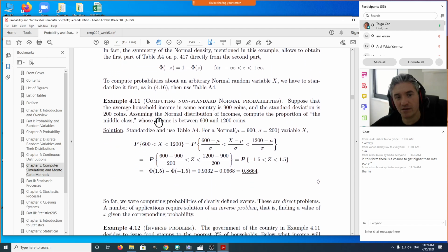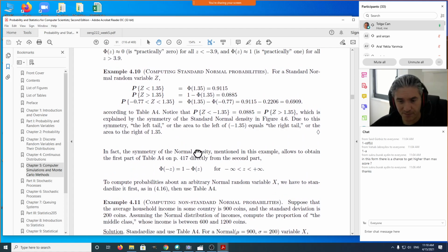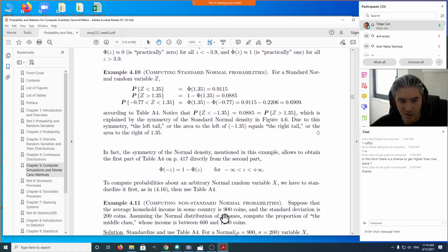Okay, so let's take a look at this 4.11, computing non-standard normal probabilities. Suppose that, let's try to solve it without looking at the solution first. The average household income in some country is 900 coins. So probably this is in medieval times where we still get the income in coins. Oh, maybe it's bitcoins. Maybe it's some future time.